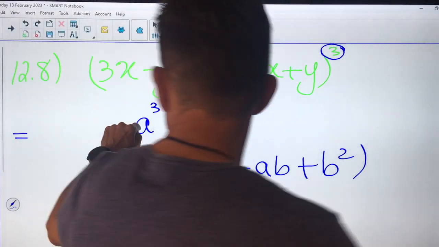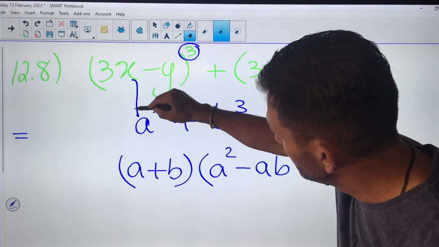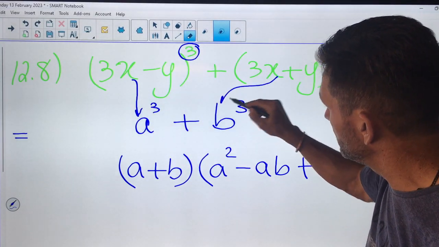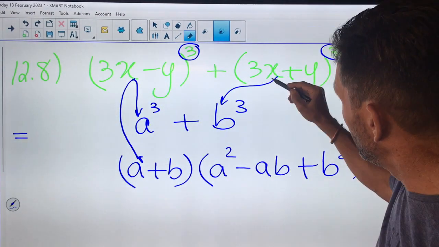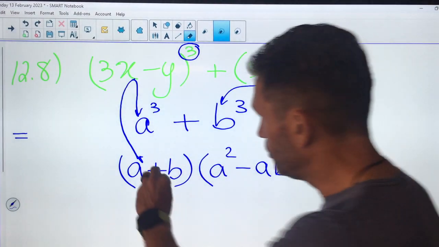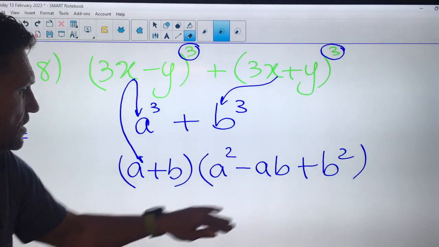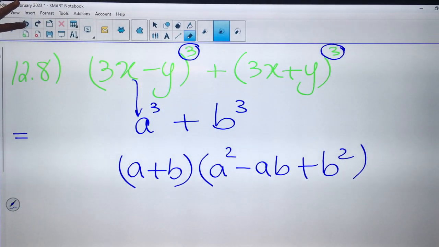So instead of having an a or a b, we now have a whole bracket. So this whole bracket is going to be there and there. That means that whole bracket is going to be here, and this whole bracket is going to be there. So where the a was, we'll have the first bracket, and where the b was, we'll have the second bracket. Okay, let's try and keep this together.